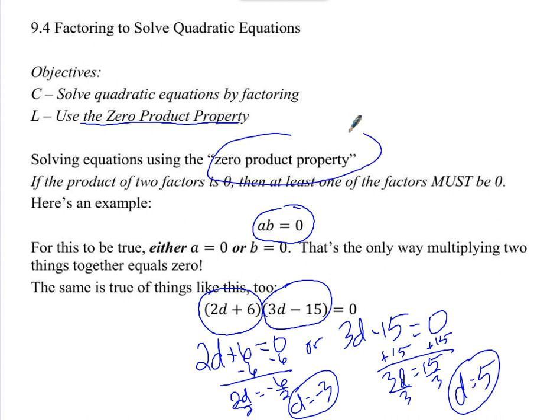If you use the zero product property, as long as you have a 0 sitting here, and you have things that are being multiplied together, you can split them into 2 separate equations and then solve. That's the zero product property.